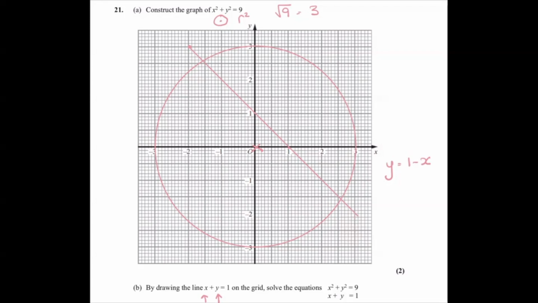To solve the equations, we really just need to look at where they are crossing. So you just read from the X and the Y to those coordinates, and they will give you the solutions. So when X is equal to -1.6, Y is equal to 2.6. And then when X is equal to 2.6, our Y is equal to -1.6.